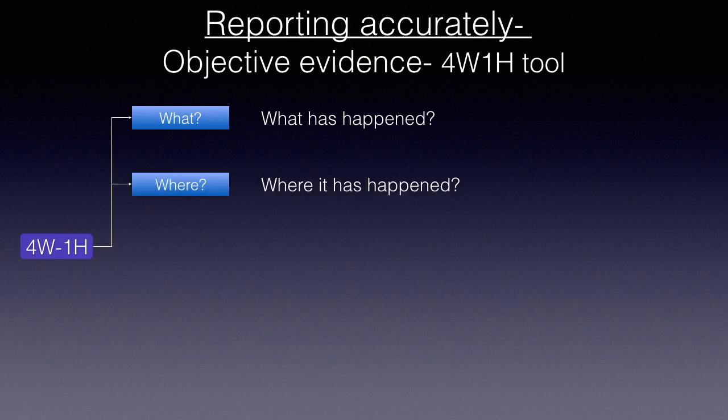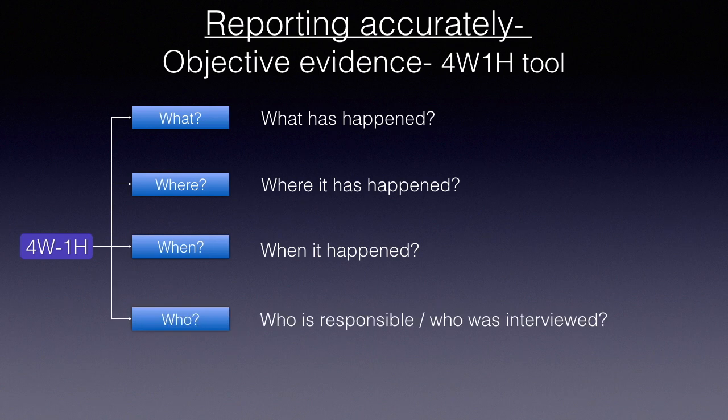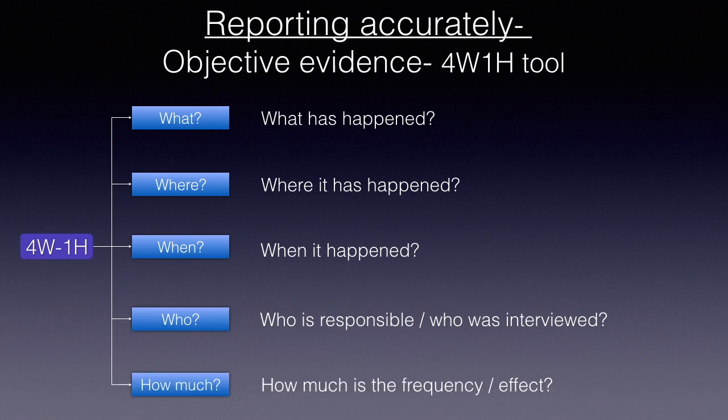The second W means where. Here you can specify the location, which can be line, department, etc. The third W means when. Here you can specify time, date, shift or duration. The fourth W means who. Here you can specify who was interviewed or who was responsible for a particular activity, etc. And H means how much. Here you can specify the quantity or frequency. It can be like 50 parts produced, still first piece inspection record was not evident.